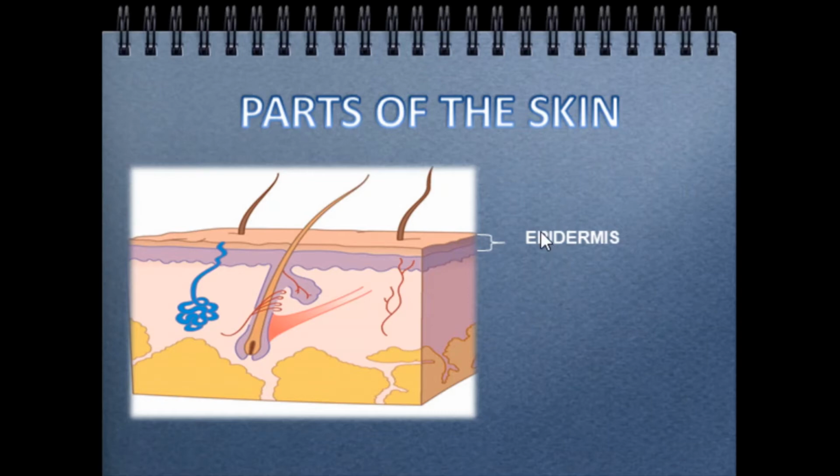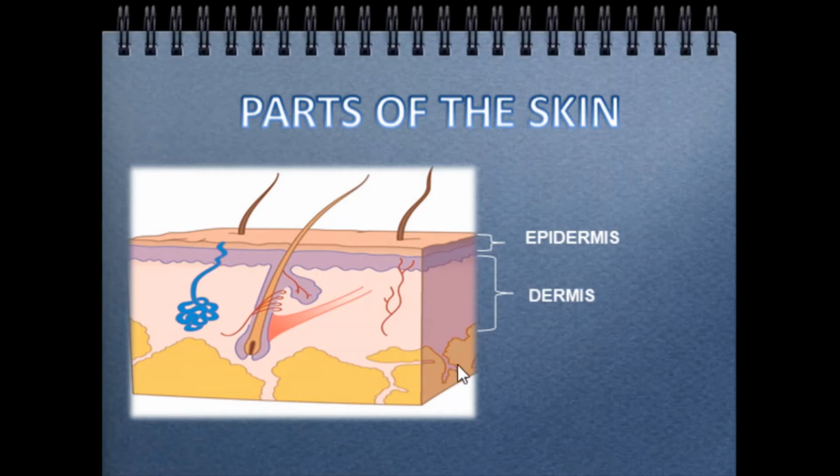After the epidermis, we also have this part, which we call dermis. Dermis is the thickest part of our skin. In the dermis, we can see various glands and various nerves that allows us to feel sensations.